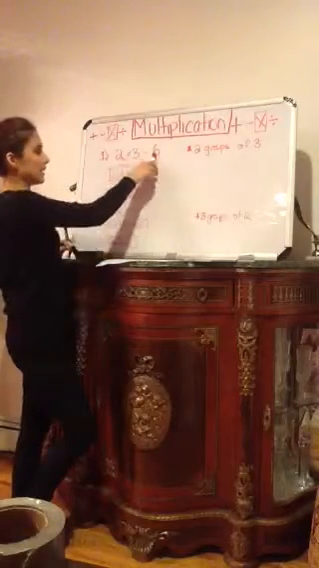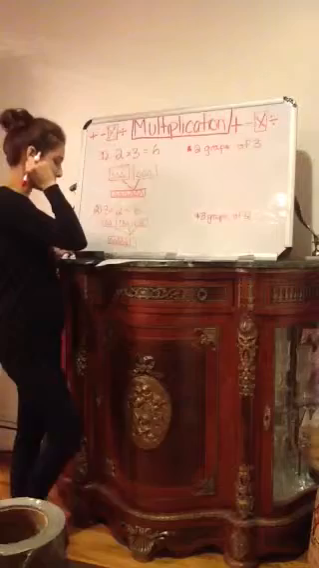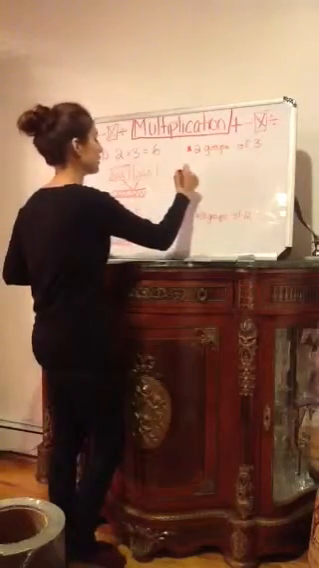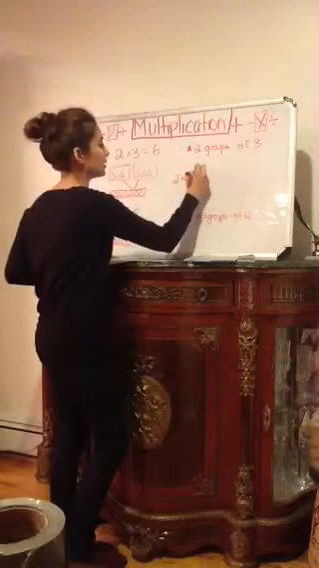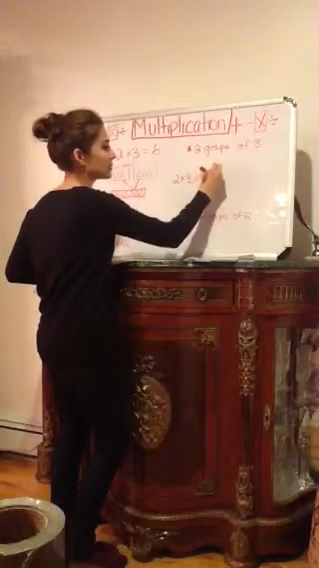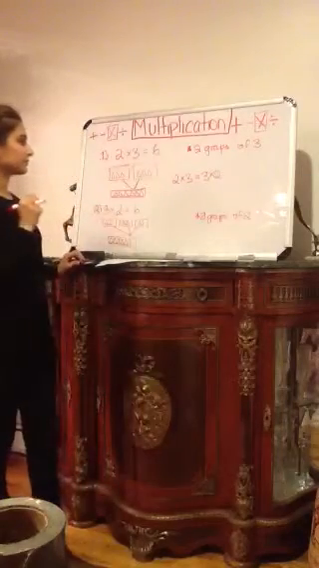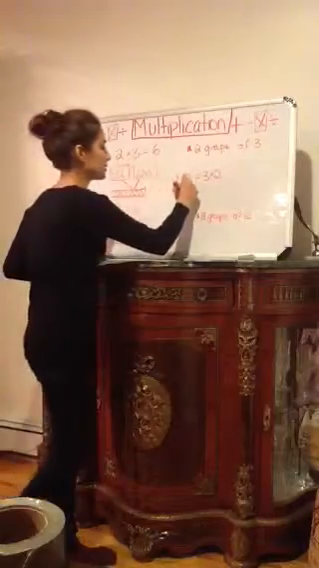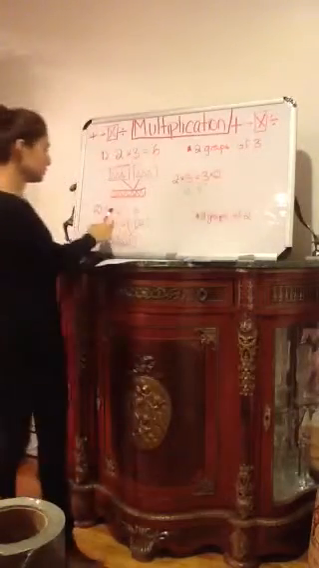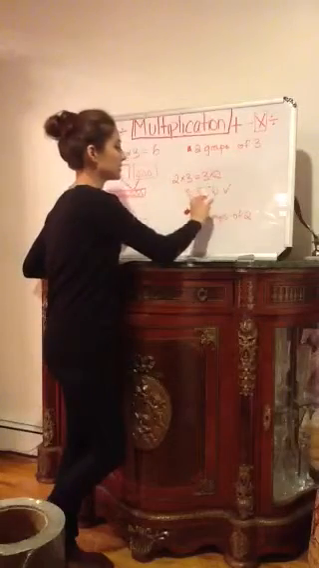So does this answer look similar to this answer? Yes. So can we conclude that 2 times 3 equals 3 times 2? Yes. So what does 2 times 3 equal? 6. And what does 3 times 2 equal? 6. Correct. So 6 equals 6.